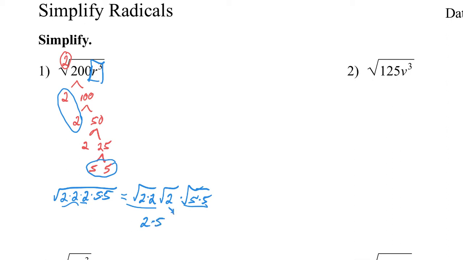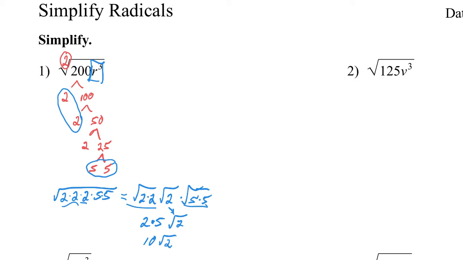And then the square root of 2 is still in the square root. So now we have 2 times 5 in front of the square root, regular numbers, and then that 2 is inside. So 2 times 5 is obviously 10, square root 2.